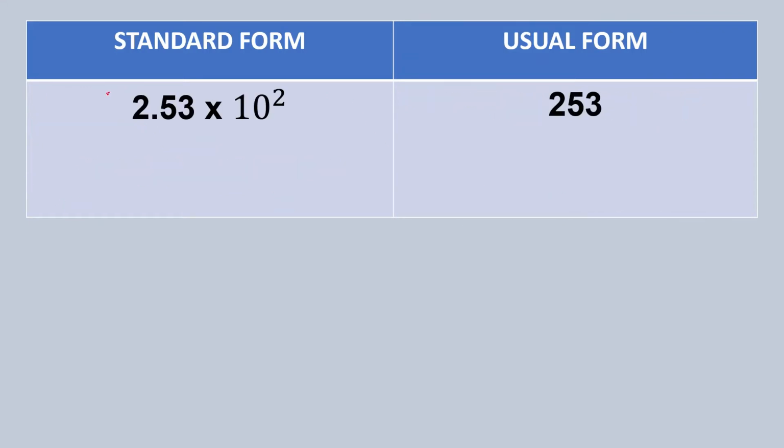This is the example of how we write standard form. 2, which is lying between 1 and 10. Also there is 10 raised to the power m. And usual form are general numbers. The other example of usual form, this is also a usual form without base and exponent.